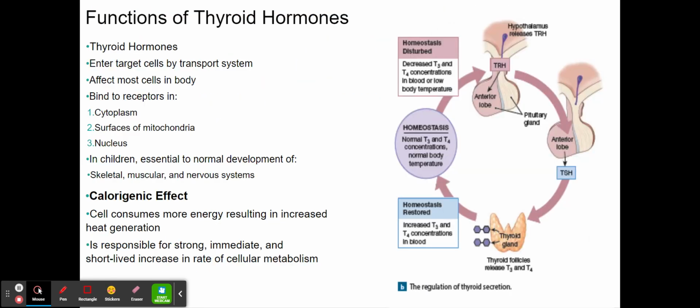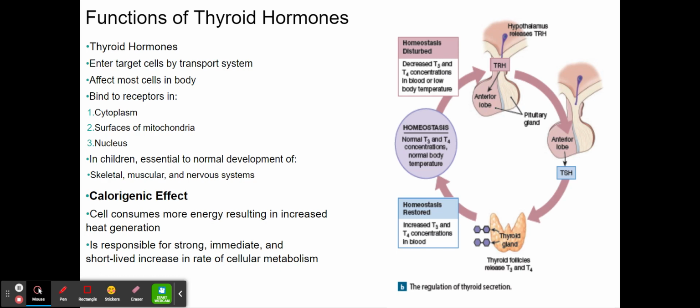Let's talk about the function of thyroid hormones. So, thyroid hormones affect most every cell in the body. They enter target cells by means of an energy-dependent transport system, and inside a target cell, they bind to receptors: 1 in the cytoplasm, 2 on the surface of the mitochondria, and 3 in the nucleus. Thyroid hormones bound to cytoplasmic receptors are essentially held in storage. If intracellular levels of thyroid hormone decline, the bound thyroid hormones are released into the cytoplasm.